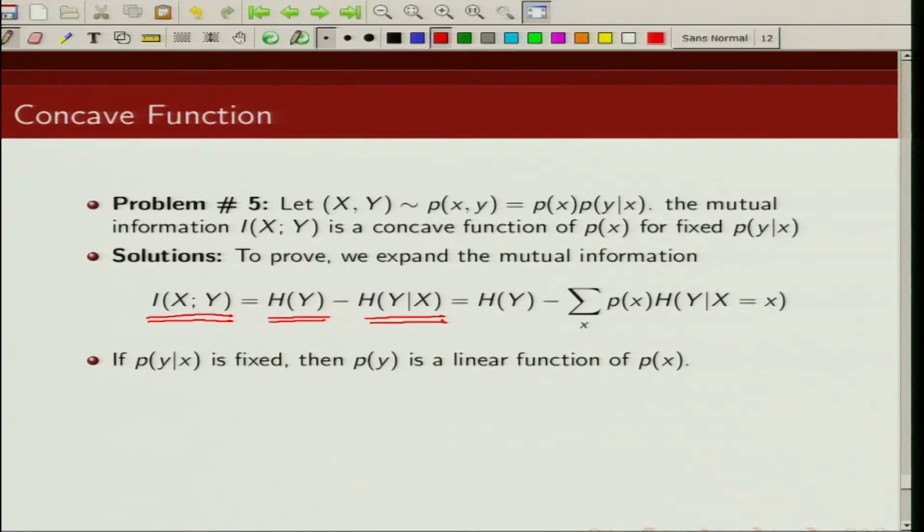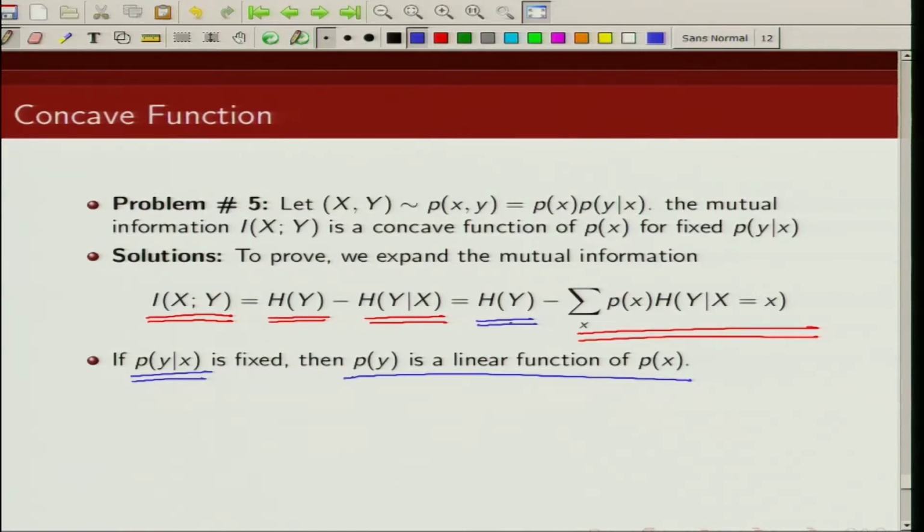Now the uncertainty in Y given X, I can write it in this particular way. This is uncertainty in Y given X equal to a particular event X multiplied by the probability of that event, right. Now let's look at each of these terms separately. Let's look at H of Y. Now we have already proved that entropy is a concave function of P of Y. And what is P of Y? If we fix P of Y given X, then P of Y is a linear function of P of X. And we know that H of Y, entropy function, is a concave function of P of Y.